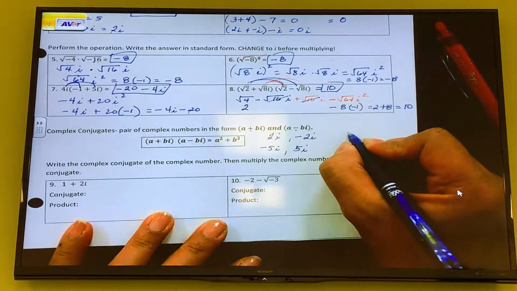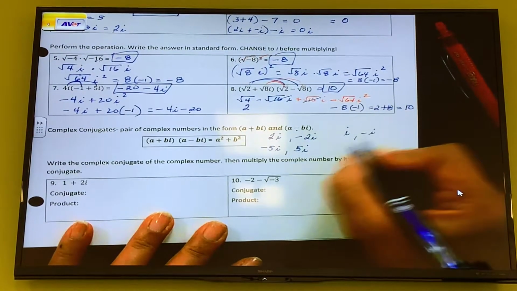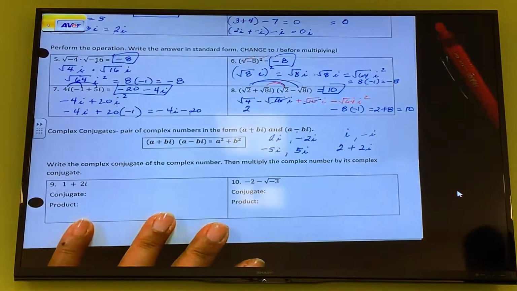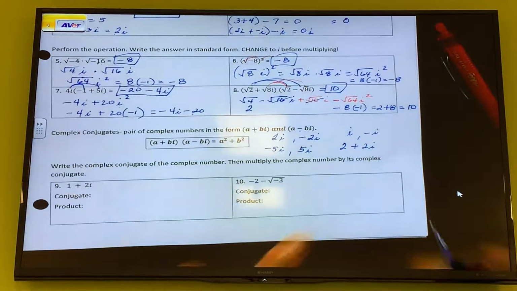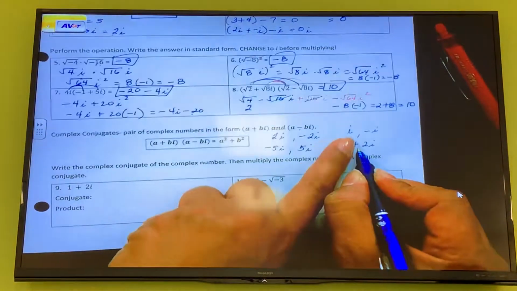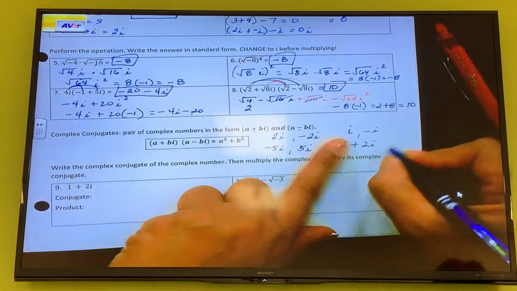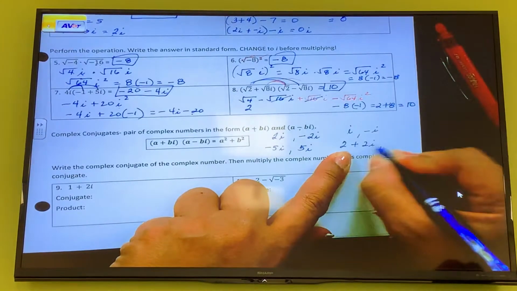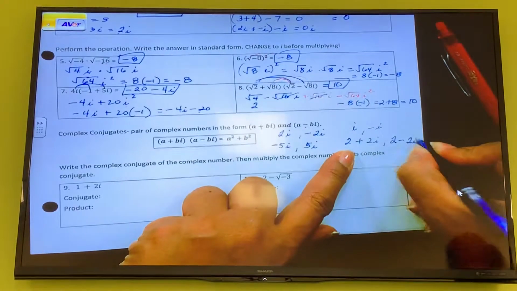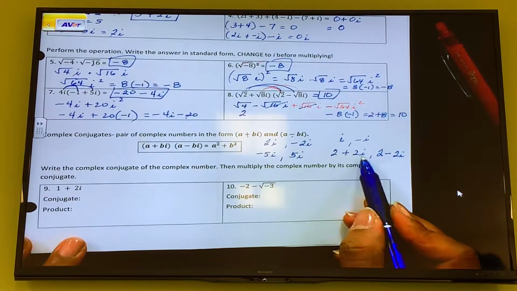So if you have i, what's the complex conjugate of i? Negative i. If you have 2 plus 2i, it's 2 minus 2i. Okay, that's the one. If you have a real number, the real number will not change signs. It's the one in front of the i that will switch to the opposite. So the complex conjugate of 2 plus 2i will still have 2. That doesn't change. But the one with the i is the one that will change. So it's 2 minus 2i. The only sign that will change is the one in front of the i.